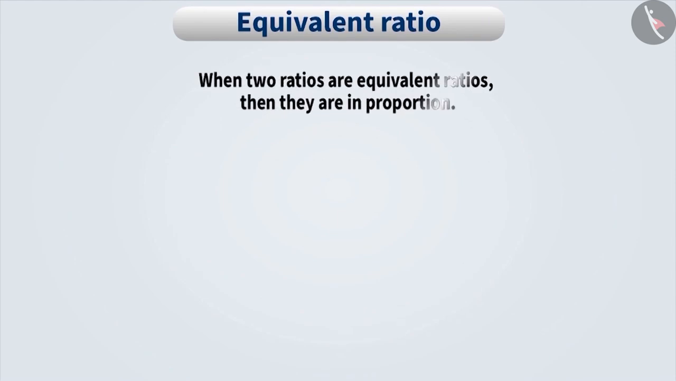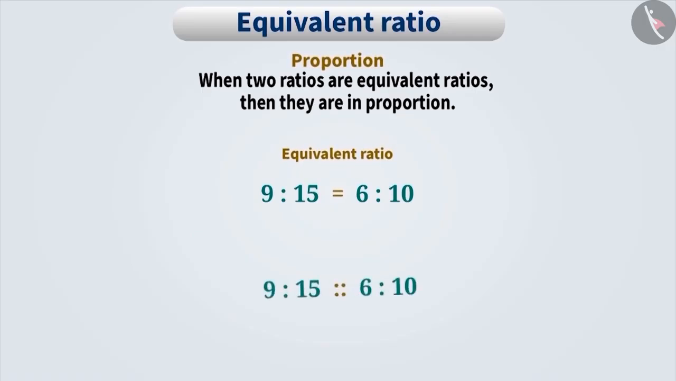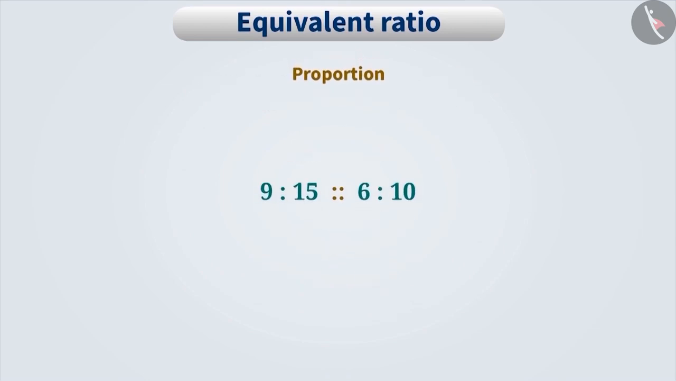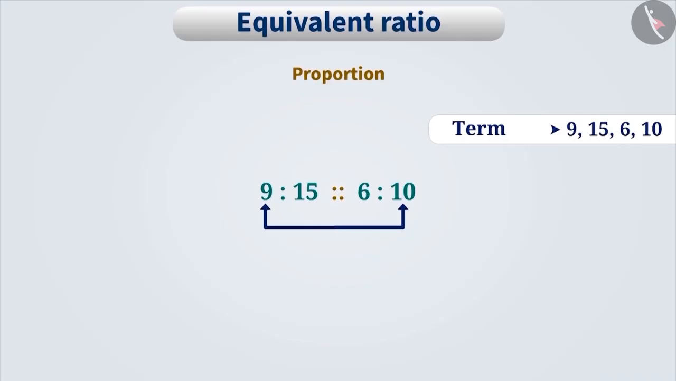If two ratios are equivalent ratios, then they're in proportion. For example, since 9:15 and 6:10 are equivalent ratios, they are proportionate and are expressed as 9:15 is in proportion to 6:10 or with a double colon. In any statement of proportion, four numbers are expressed in order. These numbers are called terms. Of these, the first and the fourth terms are called extreme terms, while the second and the third term are called middle terms.